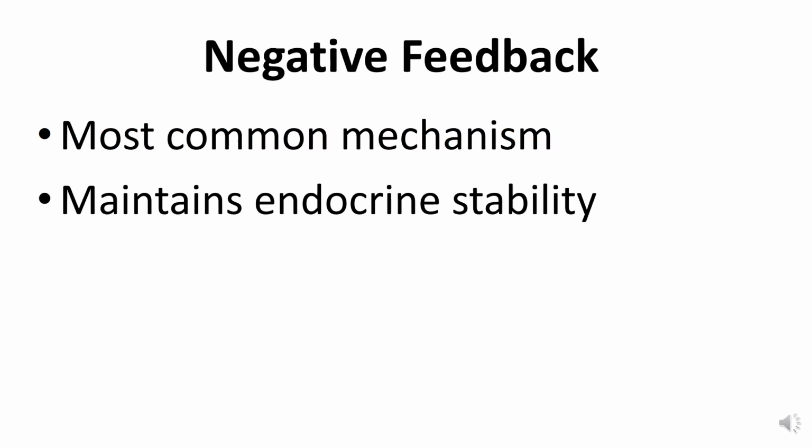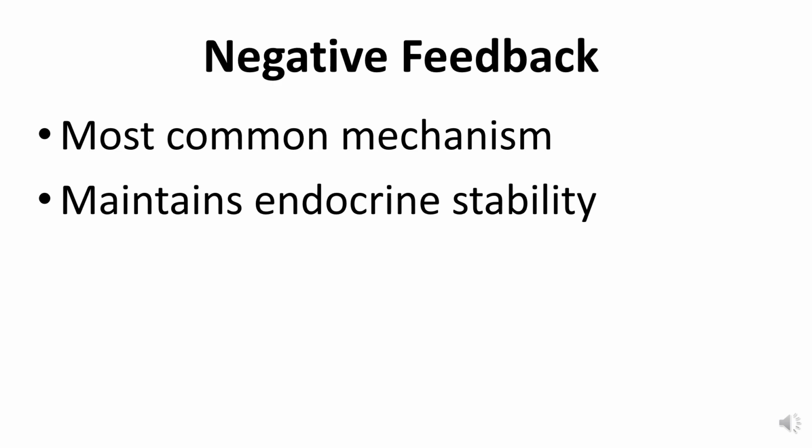Negative feedback is the most common control mechanism in the endocrine system. It helps the body maintain balance and prevent hormone levels from becoming too high or too low. This process is essential for survival and normal body function. The idea is actually very simple. When hormone levels rise enough to produce the desired effect, the body sends signals to slow further hormone release.